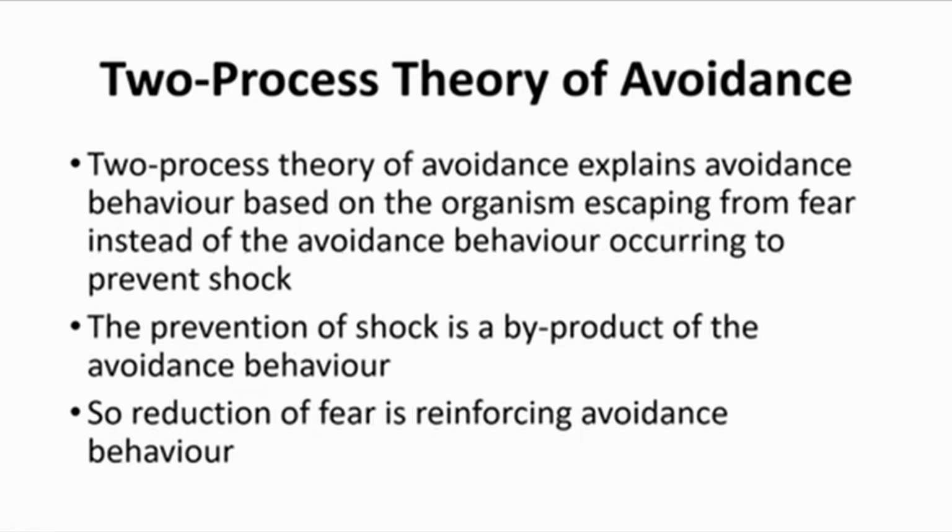So to summarize this two-process theory of avoidance, we can say that this theory explains avoidance behavior based on the organism escaping from fear rather than the avoidance behavior occurring to prevent shock. So it's more in line with them trying to not feel fear as opposed to trying to avoid getting a shock. So even though it looks on the surface like a true avoidance behavior, there is still some escape behavior going on because they are still feeling that feeling of fear, even if the shock is not delivered. So the prevention of shock in this setup is a byproduct of the avoidance behavior. Because they're trying to escape that fear, they're just happening to also avoid getting shocked. So the reduction of fear is reinforcing that avoidance behavior, and that seems to be what's driving that setup.